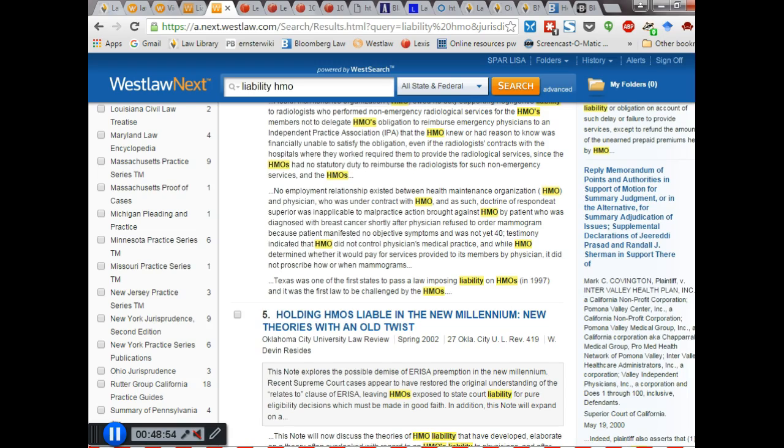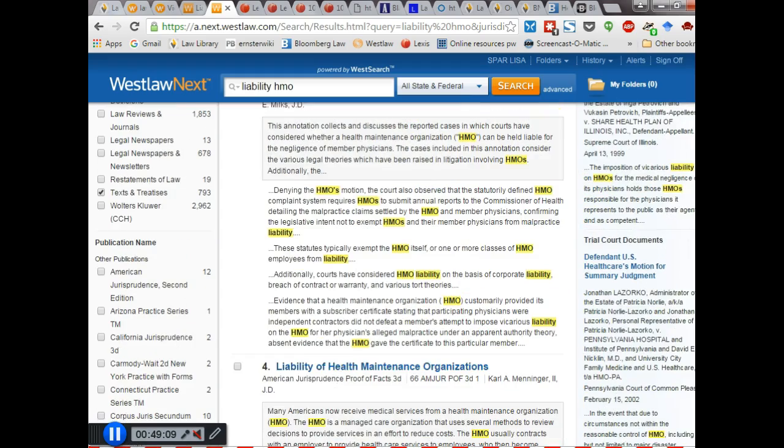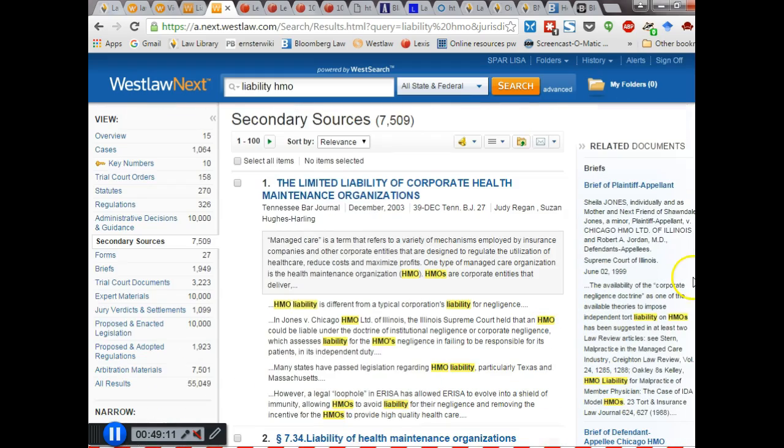Okay, they said I'm going to look at Bloomberg. Well, we will look at Bloomberg when we look at treatises. I'm not going to do it for AmJur or ALR because it's on Bloomberg. And actually, the other thing I wanted to show you, proof of facts.